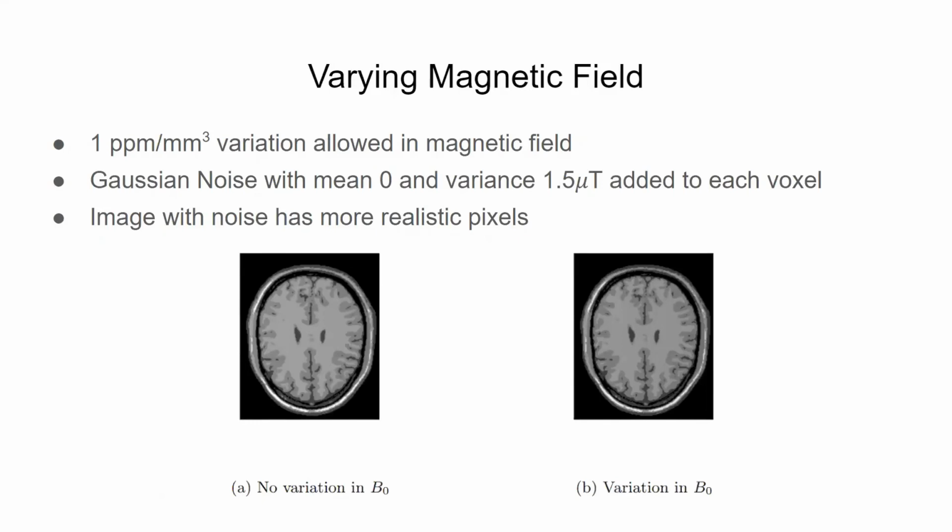We have learned that in MRI, only 1 part per million variation of the field is allowed in each millimeter cube. Therefore, we have added Gaussian noise with mean 0 and variance 1.5 microtesla to each voxel. Our output shows that the images reconstructed with noise added are more realistic.